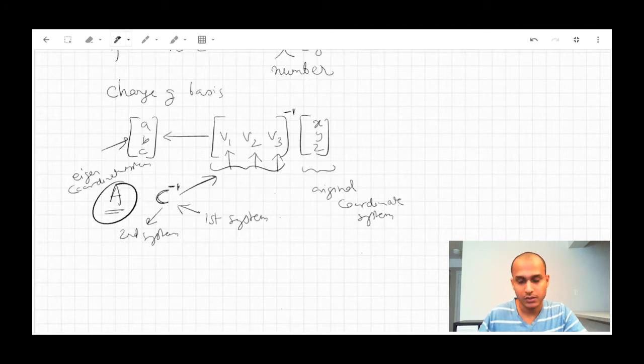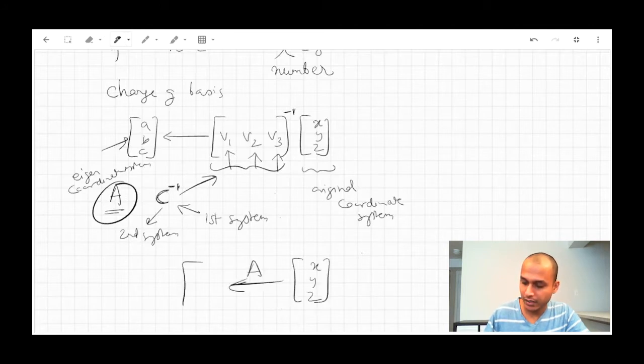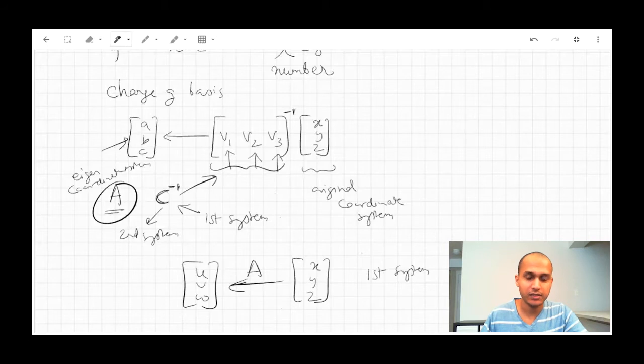let me rephrase it this way. Let's say I have a vector x, y, and z, and I want to apply a transformation A to get a vector u, v, and w. This is in the first system, right? So I have the linear transformation and a vector, and I want to find its transform. Maybe I also want to apply A twice, or maybe A thrice. Let's take this example: I want to apply A thrice in the first system and get a transformed vector u, v, and w.